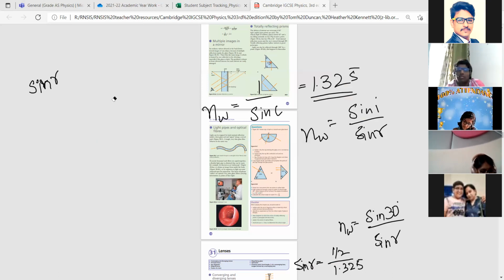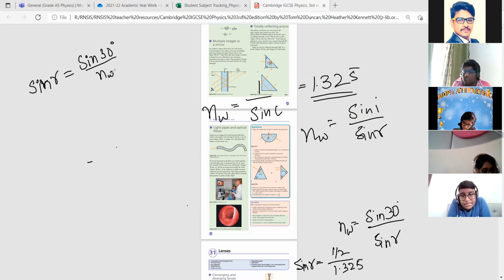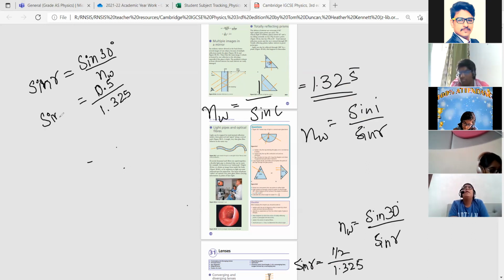So now what happens is we have got the subject of the formula to be converted to sine of R is equal to, we'll say sine of I, which is 30 degrees, sine of 30 degree divided by the refractive index of water. We'll substitute sine of 30 degree, which is 0.5, divided by 1.325. Give me an answer for this, please. Yeah, I did. So 0.377.